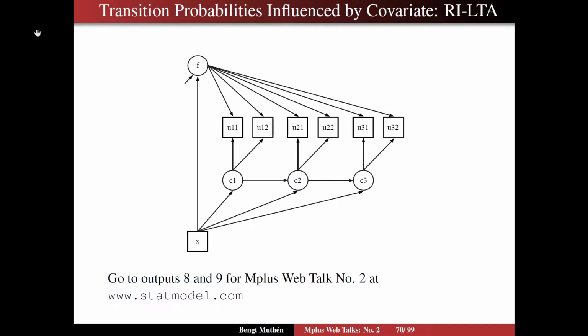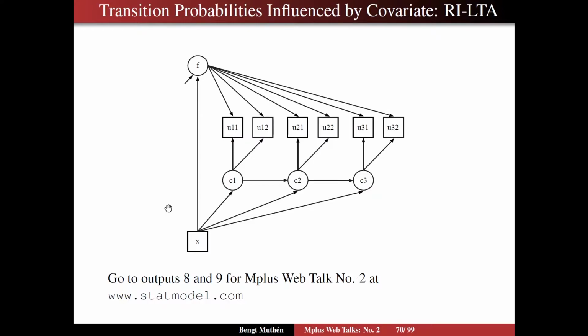Turning to slide 70, we will consider transition probabilities influenced by a covariate for random intercept LTA. We have a picture here for 3 time points, and the new feature is an X variable, a covariate, that influences the latent class variables and also, and more importantly, the random intercept factor. X is an individual differences background variable, and therefore it should mainly influence the individual differences variable f here.